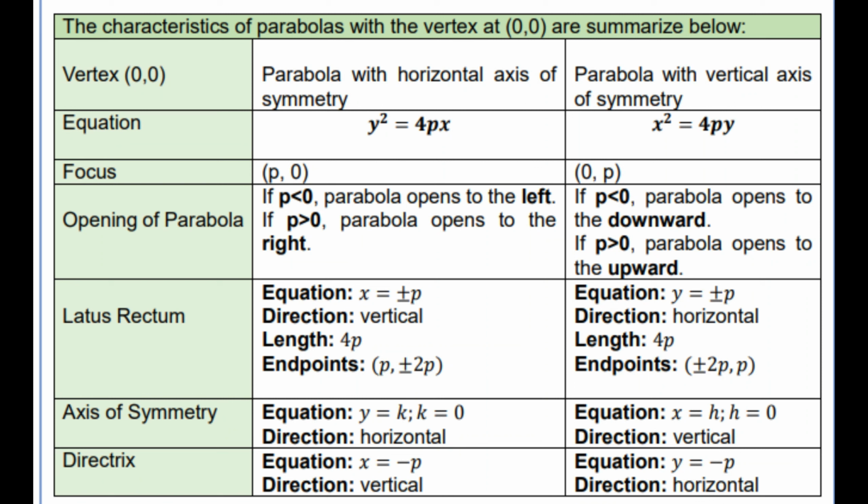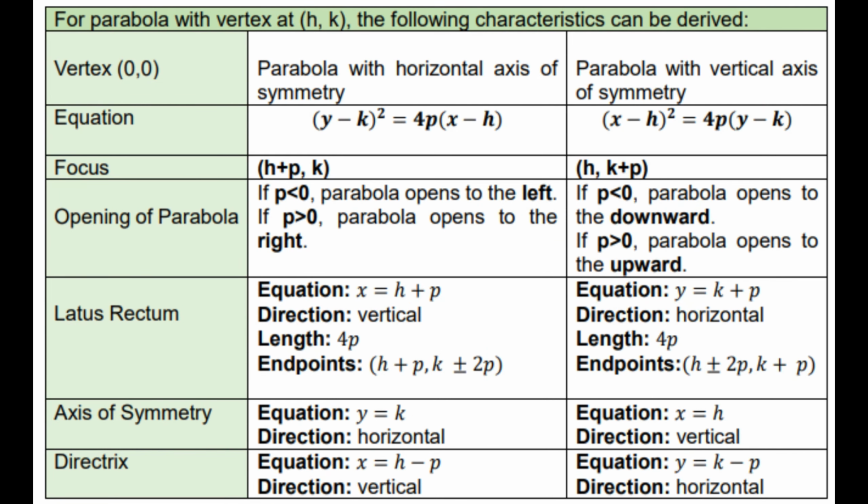If p is less than 0, the parabola opens to the left. If p is greater than 0, the parabola opens to the right. This is for the horizontal axis of symmetry. For the parabola with a vertical axis of symmetry, if p is less than 0, the parabola opens downward, and if p is greater than 0, the parabola opens upward. Then the latus rectum, axis of symmetry, and the directrix.